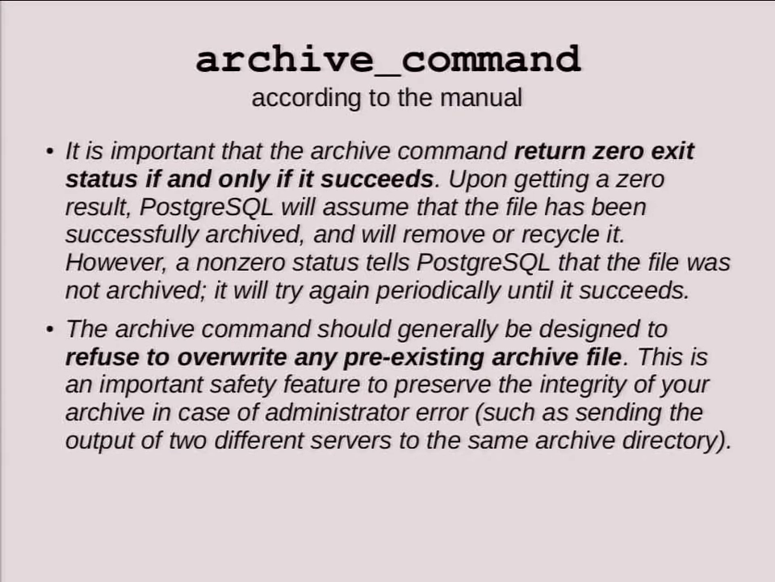What the manual says you have to make sure of is that the command returns zero if it succeeds, and it must not return zero if it does not succeed. Another important point that the manual makes is that it should refuse to overwrite any existing files. It's a pretty important safeguard. I think things will work if you overwrite existing files, but it sounds very dangerous, so it's a good safety measure not to. Postgres should work if you do, as long as it's from the same cluster. It's very easy to get confused if you have multiple clusters pointing to the same directory, and oops. But assuming you do everything correctly, Postgres doesn't require that for correctness that you refuse to overwrite files. But it's just a very good administration practice. As the manual says, if you make an administrator error, it will protect you from that.